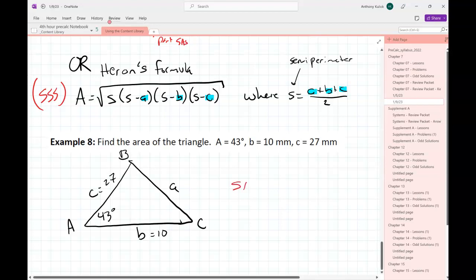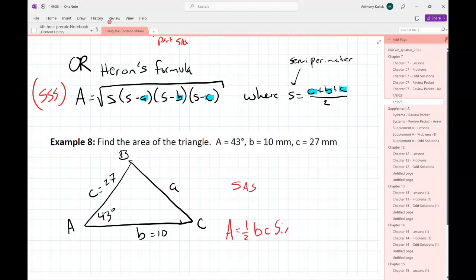So what situation am I in here? Side angle side. So I'm going to use that first version. Area is going to be 1/2 BC sine A. This formula is lovely because if it's side angle side, the two sides go in for the sides. It doesn't matter which one you put in where. The angle goes in for the angle. I don't have to think about it. It's like calculator time here.